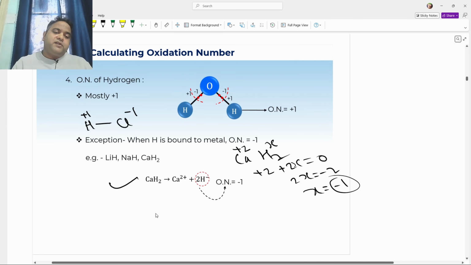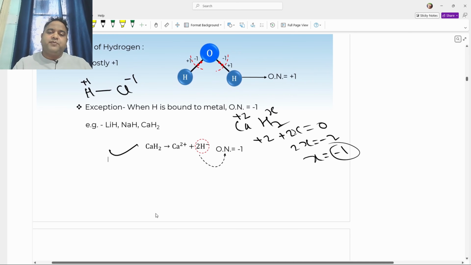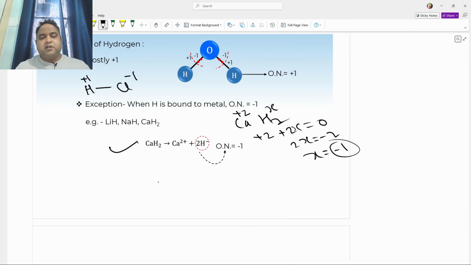In case of metal hydride, hydrogen always has -1. Let me do the reaction of O2 plus F2. There is a formation of OF2. Can you think about that?